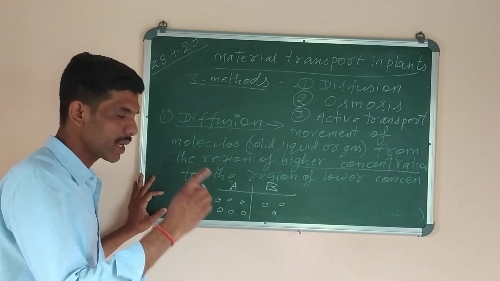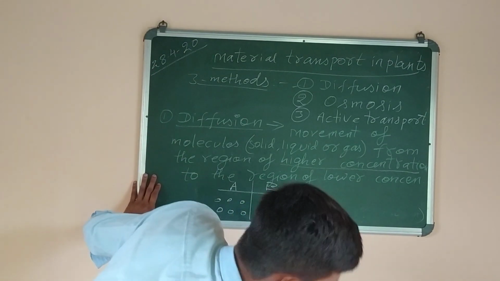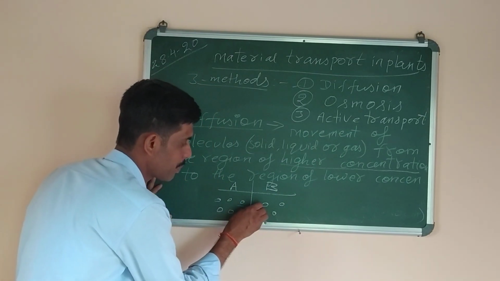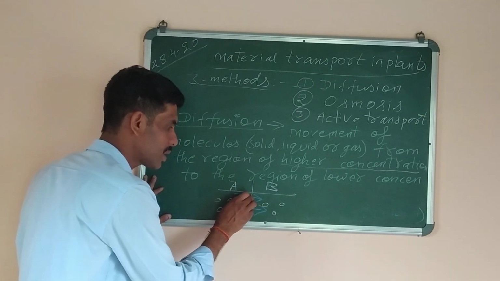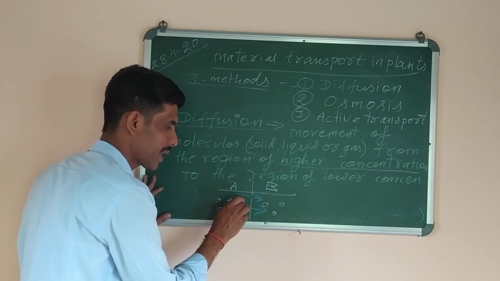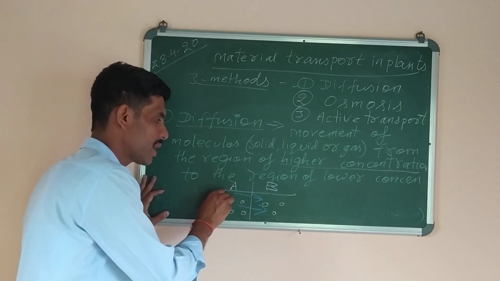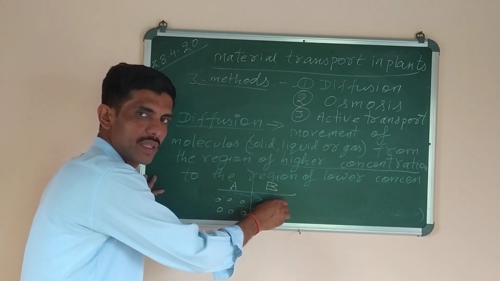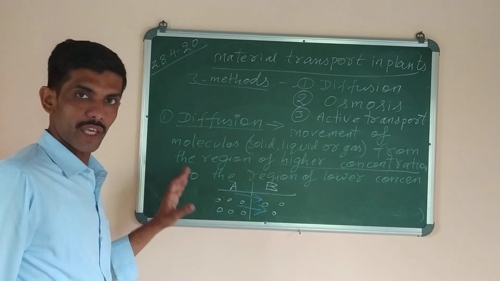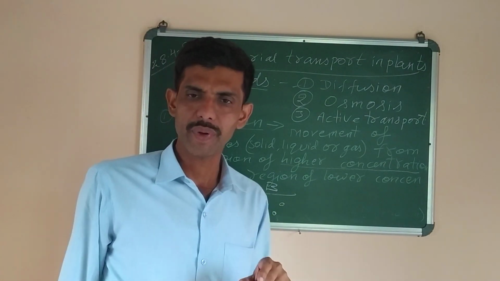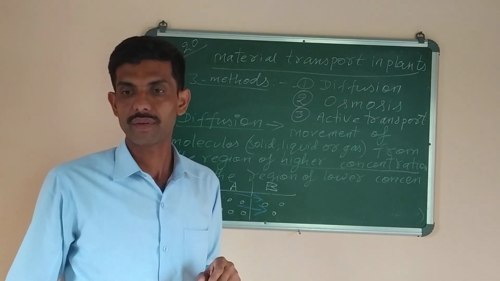It means during diffusion, the movement of molecules will occur from A to B in this direction. The molecules will move by passing through the tiny pores which are present. So this movement of molecules from higher to lower concentration is called diffusion. Hope you have understood this one. If not, then there is a simple experiment which I will try to show so that you can understand.